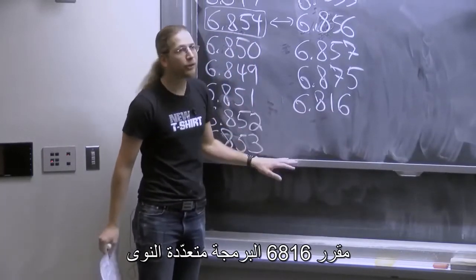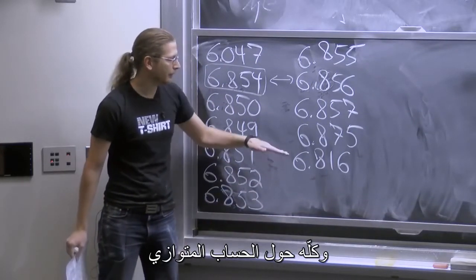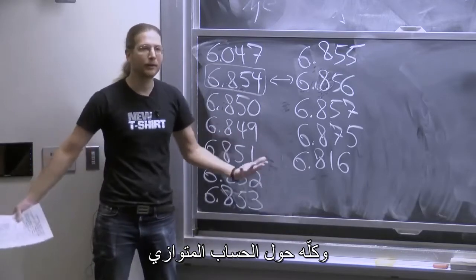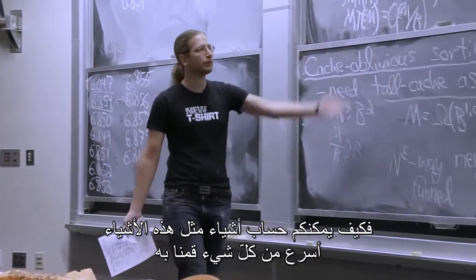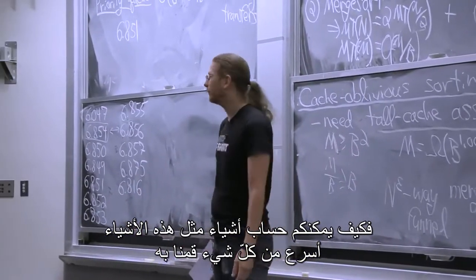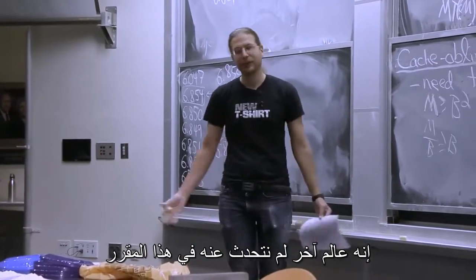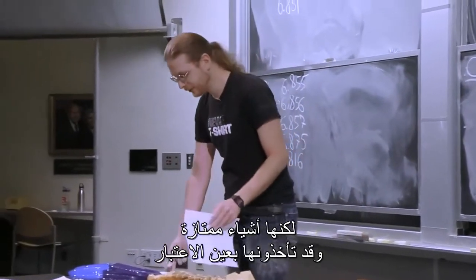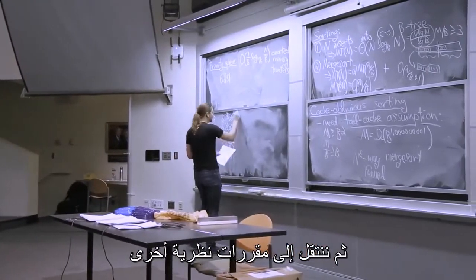6816 is multi-core programming. It has a lot of algorithms too. And this is all about parallel computation. When you have multiple cores on your computer, how can you compute things like these things faster than everything we've done? It's yet another universe which we haven't even touched on in this class, but it's cool stuff, and you might consider it.